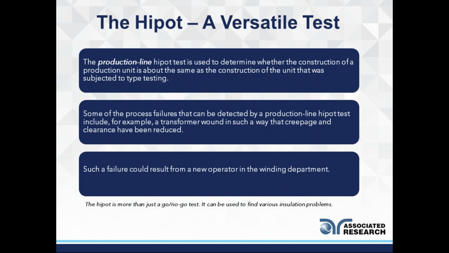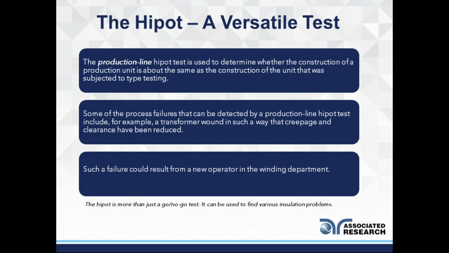For example, maybe a transformer wound in a way that creepage and clearances have been reduced. Again, obviously the same design of the product has been through a type Hipot test, but during manufacturing things can go wrong. There could be defects, there could be operator errors in putting different types of spacing between conductors and whatnot. So this is where the end-of-line production line Hipot test comes in very handy to ensure that the manufacturers are shipping products out that are safe to be used.